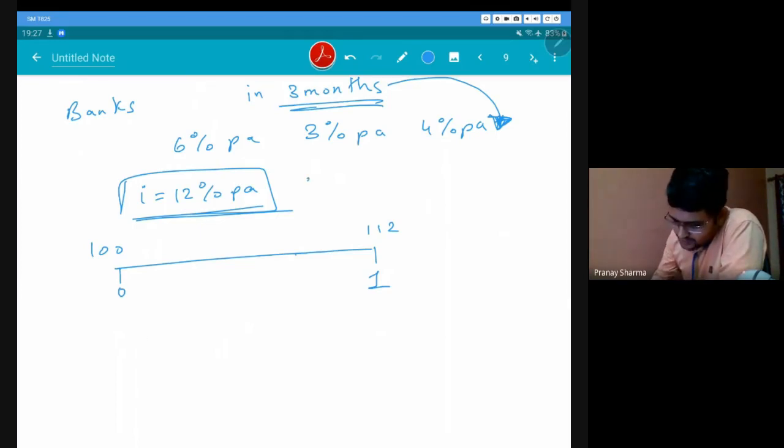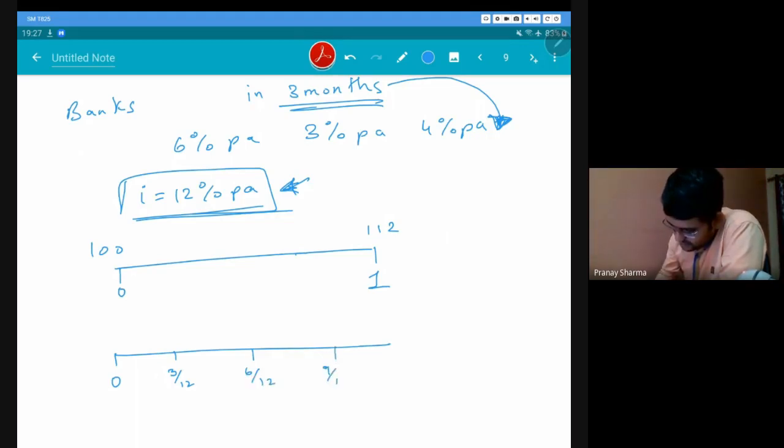So if you have a 12% rate of interest in 1 year, you will get 112 rupees. But what if I'm giving you interest more than once a year, let's say every quarter? So this would be my 3 by 12, this would be my 6 by 12, and we'll have 9 by 12, and I will have 12 by 12, that is 1. So I'm giving you interest 4 times a year, so I can convert this. My i will become 3% per annum. I've just divided my 12% by 4.